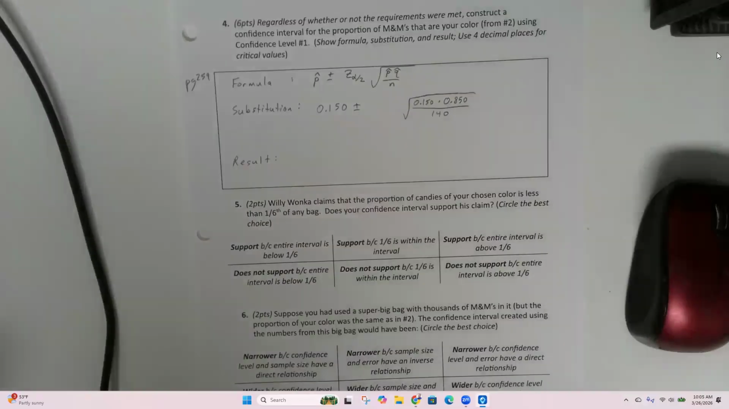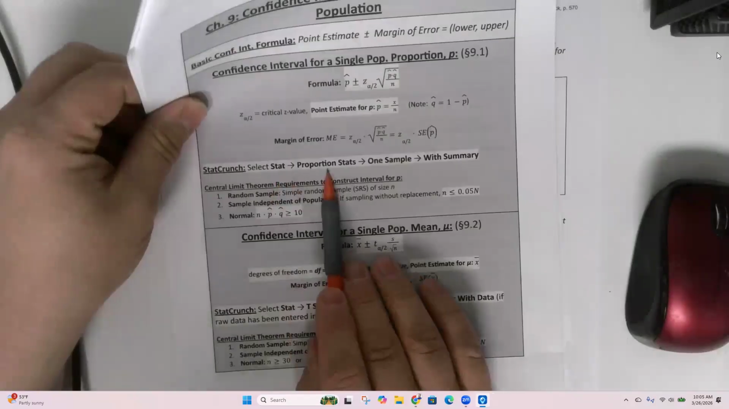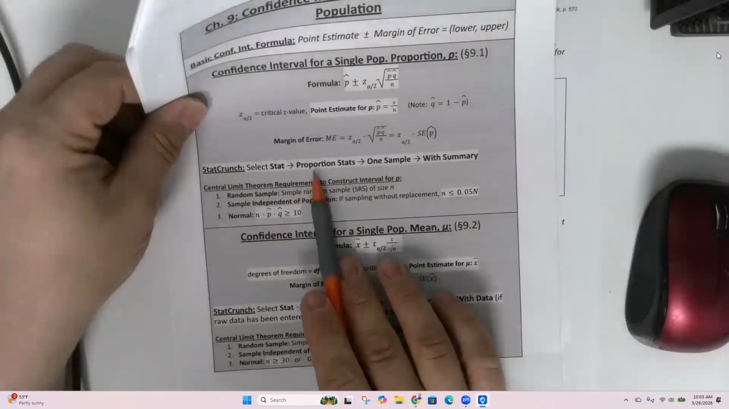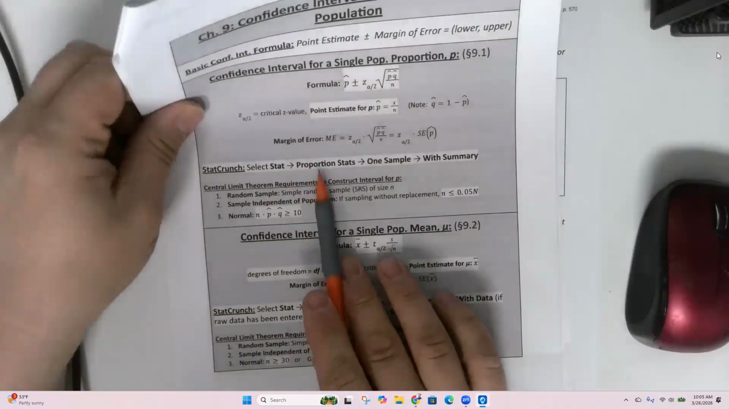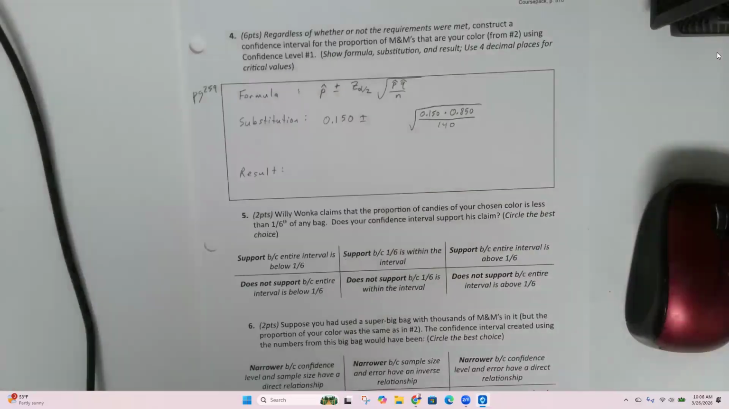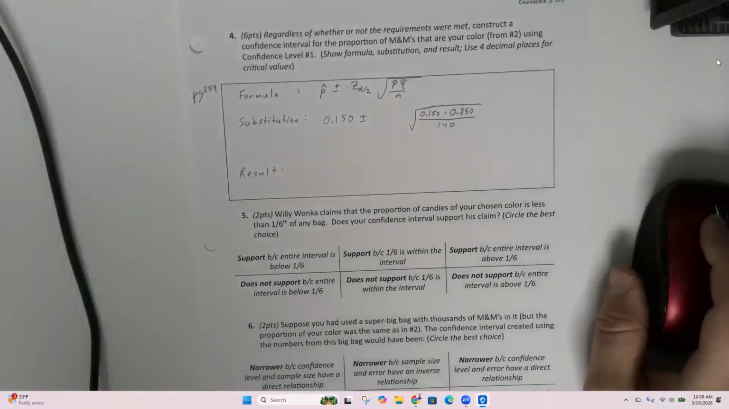For z alpha over 2, I need to calculate that. To do that, I'm going to do stat, proportion stats, one sample with summary. Or the other option is you can do what we did in chapter 7, which is you can do the stat calculator's normal.